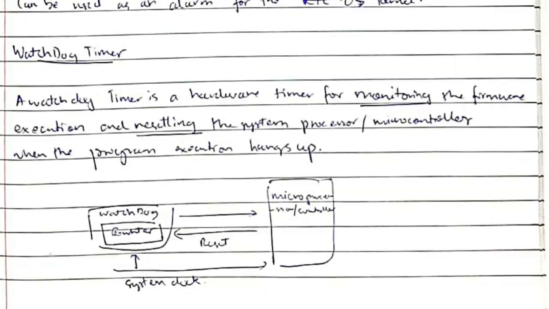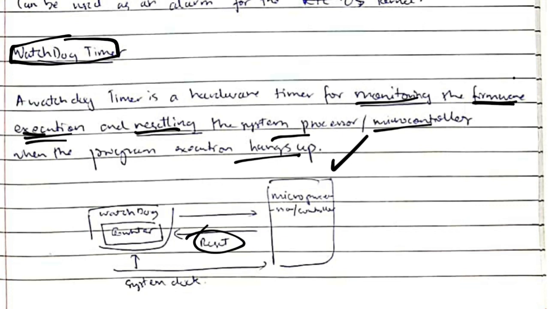A watchdog timer monitors the firmware execution and resets the system, processor, or microcontroller when the program execution hangs up. When the program stops executing, at that time it will reset it. It will monitor the firmware for errors or bugs.